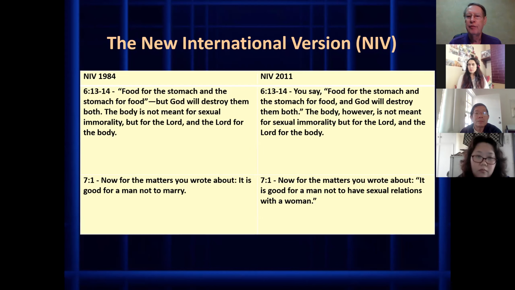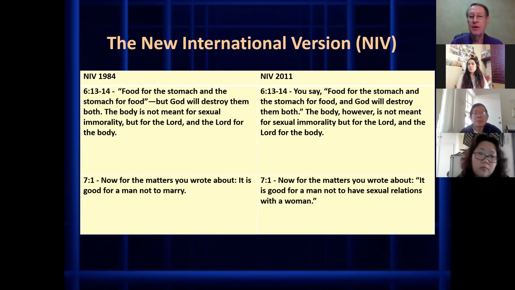You say food for the stomach and the stomach for food, and God will destroy them both. That's the quotation. That is what the Corinthians were saying. Paul comes back then and says, the body, however, is not meant for sexual immorality, but for the Lord, and the Lord for the body. Yes, that works. That fits.